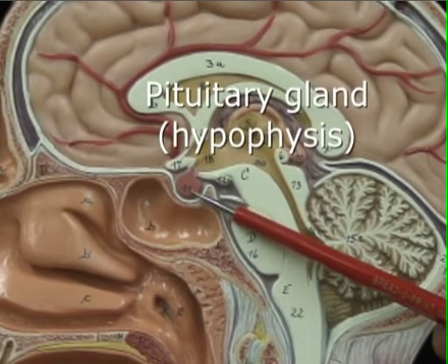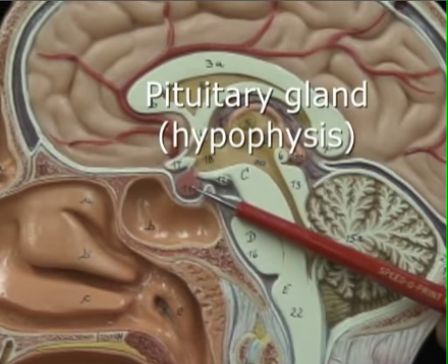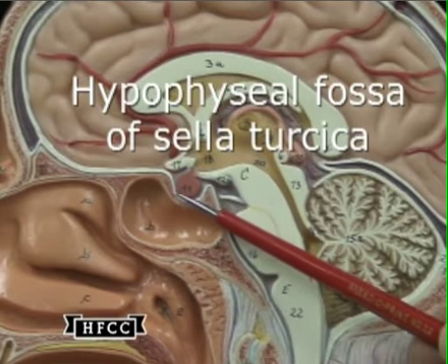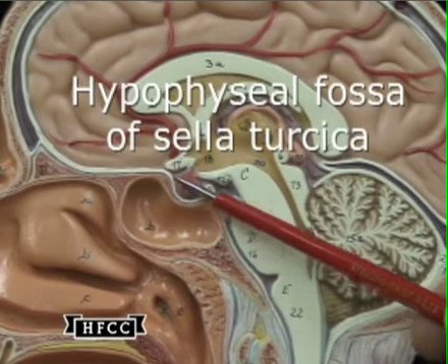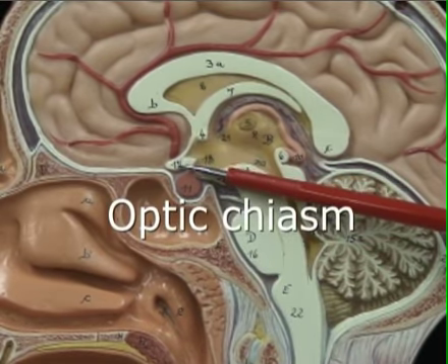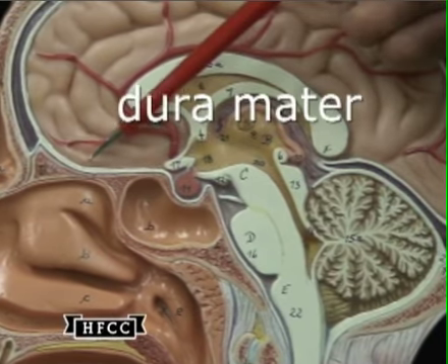cranium. Here's the pituitary gland, or hypophysis gland, right there. Again, these are full size. And that indention there is part of the sella turcica, called the hypophyseal fossa, that houses the pituitary or hypophysis. This is the optic chiasm that connects the optic nerves where they crisscross at that point.